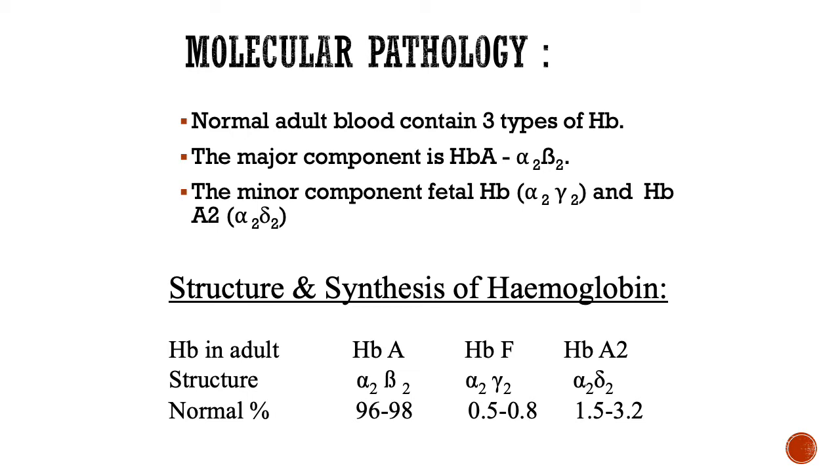Molecular pathology. Normal adult hemoglobin contains three types of hemoglobin. The major component is adult hemoglobin, HbA, which is alpha 2, beta 2. The minor components are fetal hemoglobin, which is alpha 2, gamma 2, and adult hemoglobin A2, that is alpha 2, delta 2. In structure and synthesis, adult hemoglobin contains 96 to 98% HbA, alpha 2, beta 2, and 1.5 to 3.2% HbA2, which is alpha 2, delta 2. And then there is 0.5 to 0.8% of fetal hemoglobin, which is alpha 2, gamma 2.